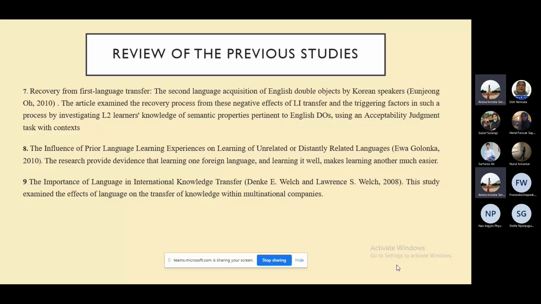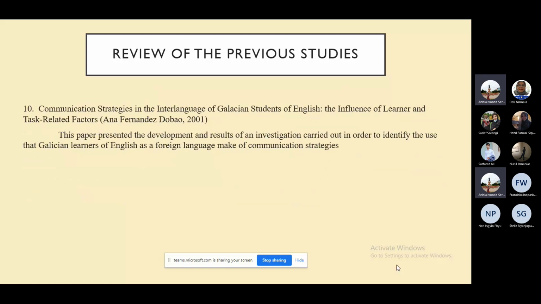Eighth, the influence of prior language learning experience on learning of unrelated and distantly related languages. The research provided evidence that learning one foreign language and learning it well makes learning another much easier. The ninth, the importance of language in international knowledge transfer. This study examined the effects of language on transfer of knowledge within multinational companies. And the last one, communication strategies in interlanguage: Galician students of English, the influence of learner and task-related factors. This paper presented the development and result of an investigation carried out in order to identify the use that Galician learners of English as a foreign language make of communication strategies.